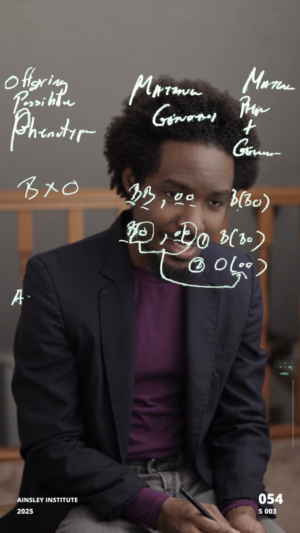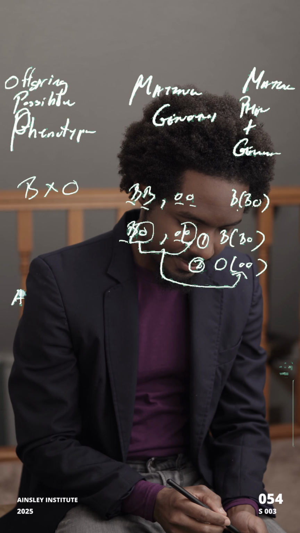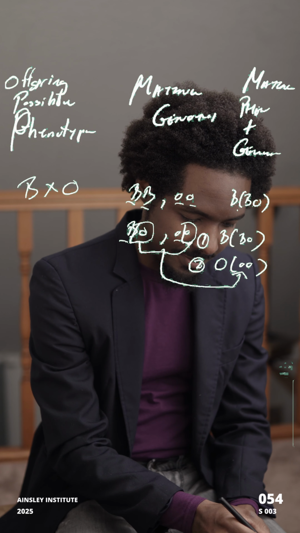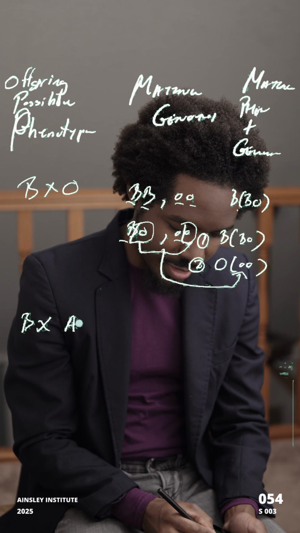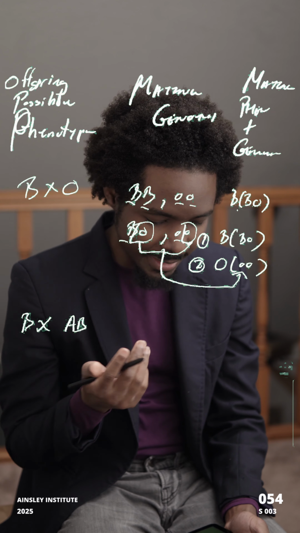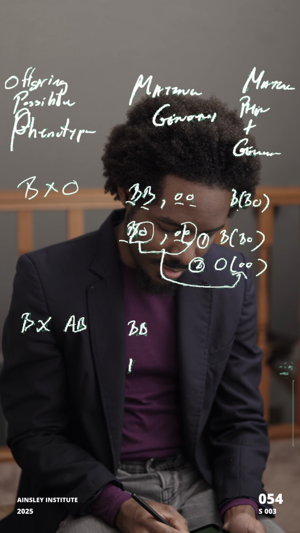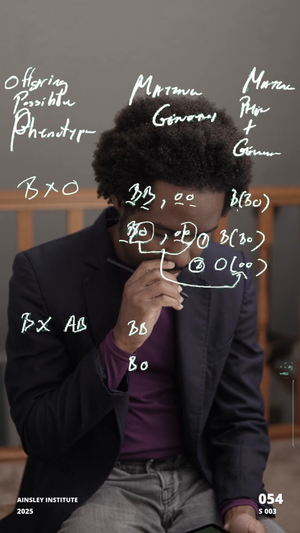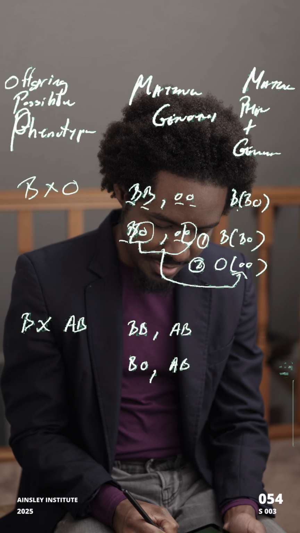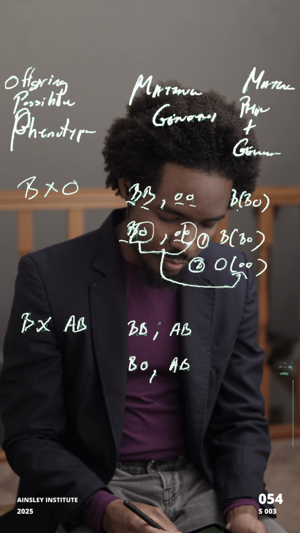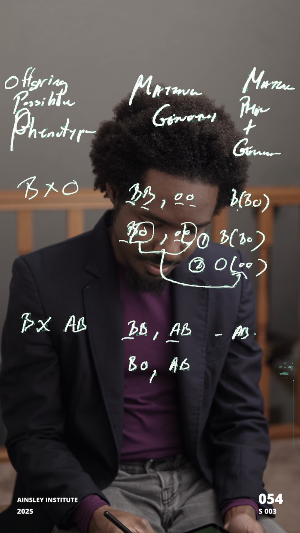Now let us go to another. Let us try B. We have a B person and we're going to mesh them with an AB person. All right, so to be B, you can be BB. To be B, you can also be BO. And when you are AB, you can only be AB. All right, so now B times A, we have AB.